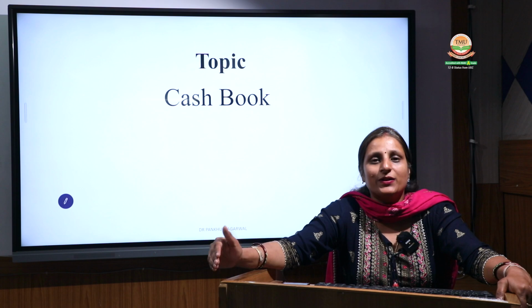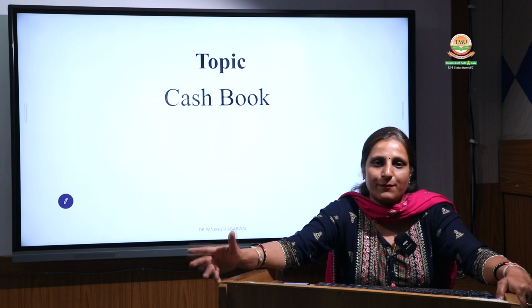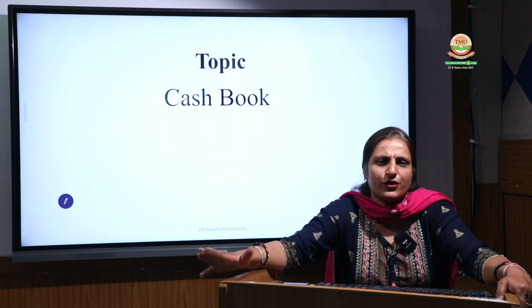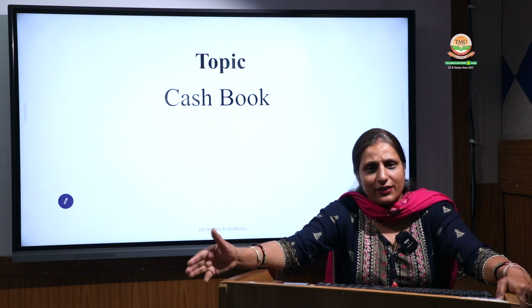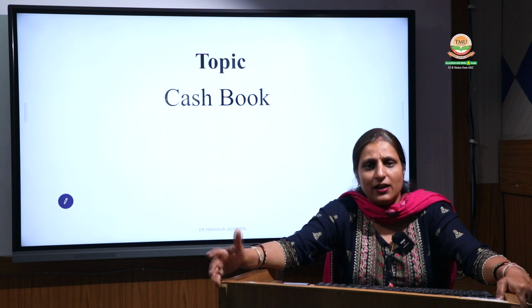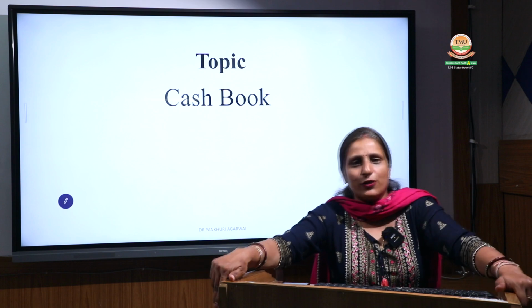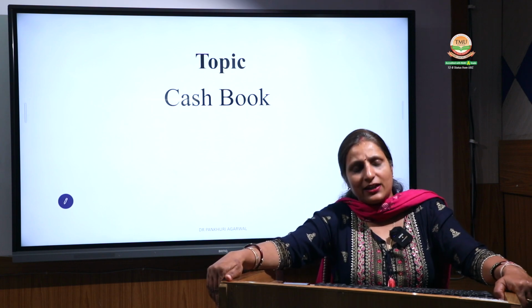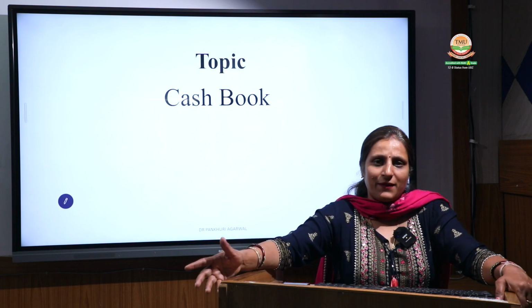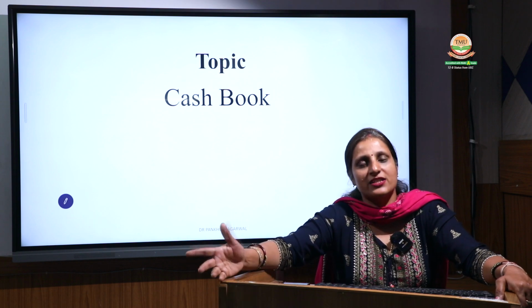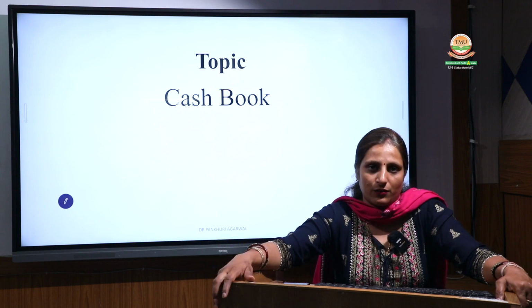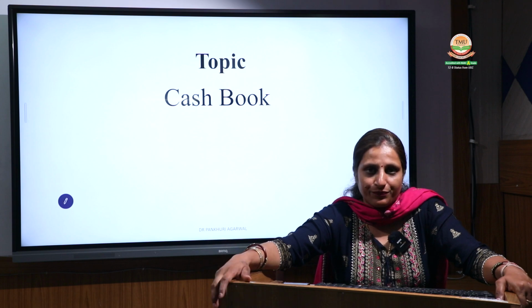Now, what will I do with the cash book? Cash book is a type of ledger only. What is the use of cash book? When we prepare the journal, you've seen that there are various entries that we do in cash. It can be cash at bank, it can be cash in hand. Cash in hand means you are doing the transactions from your hand, and cash at bank means payments and receiving are done by your bank. Both are cash only.